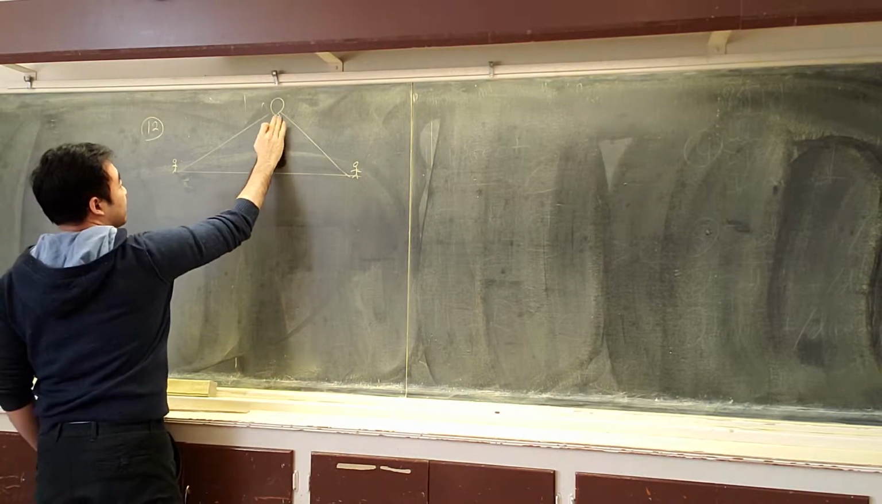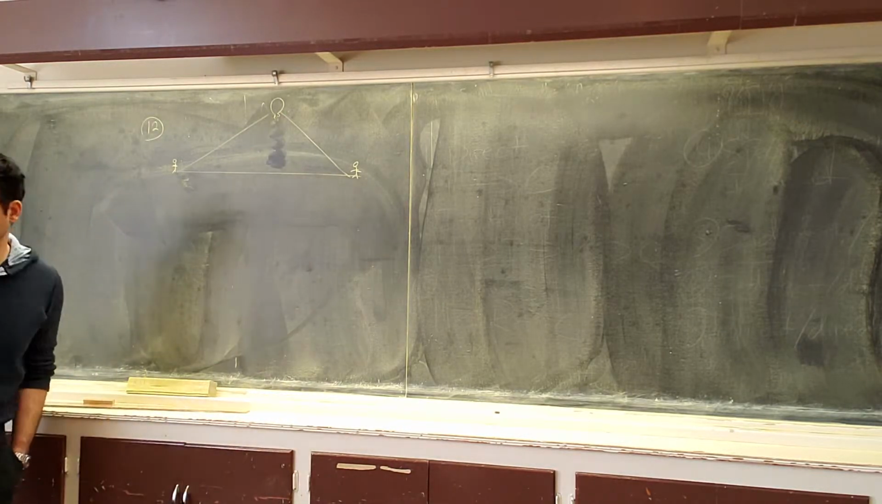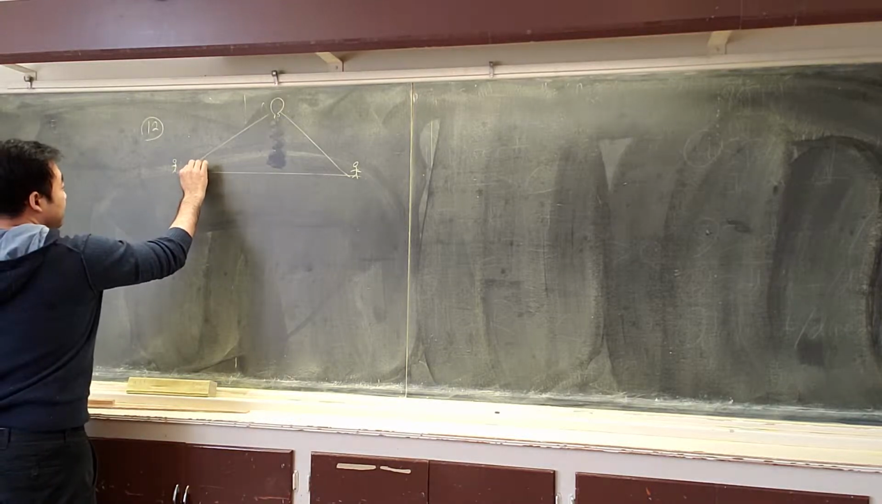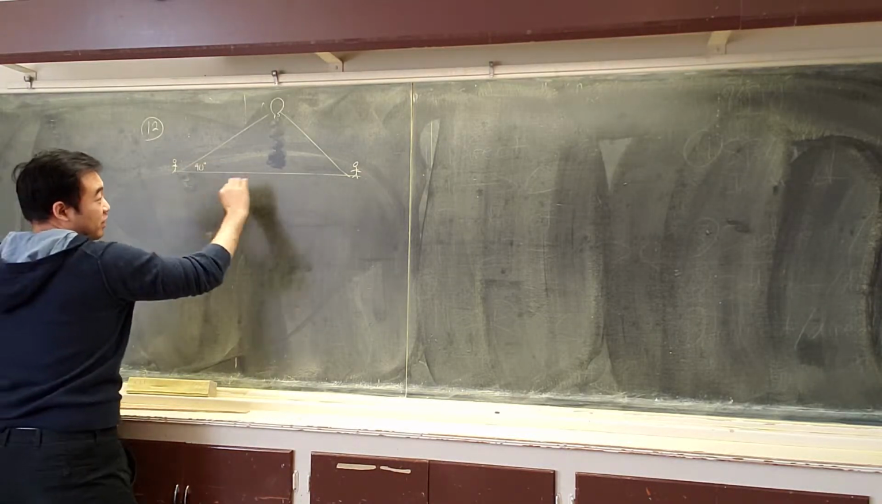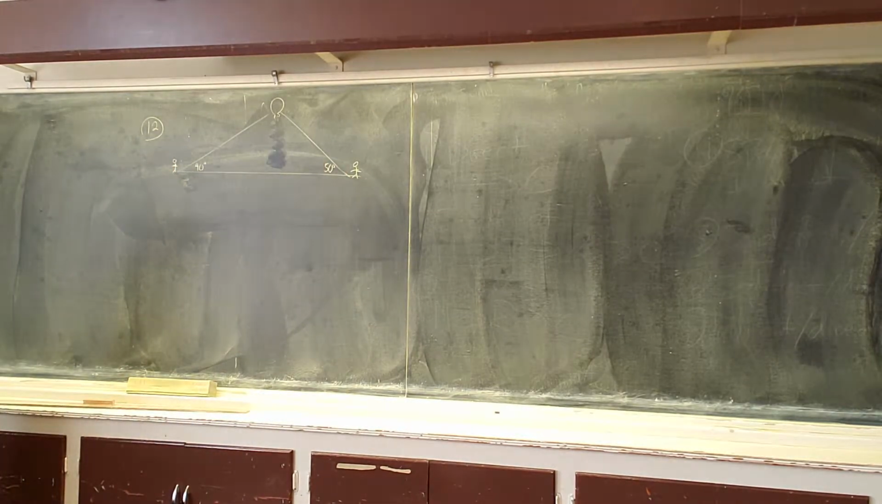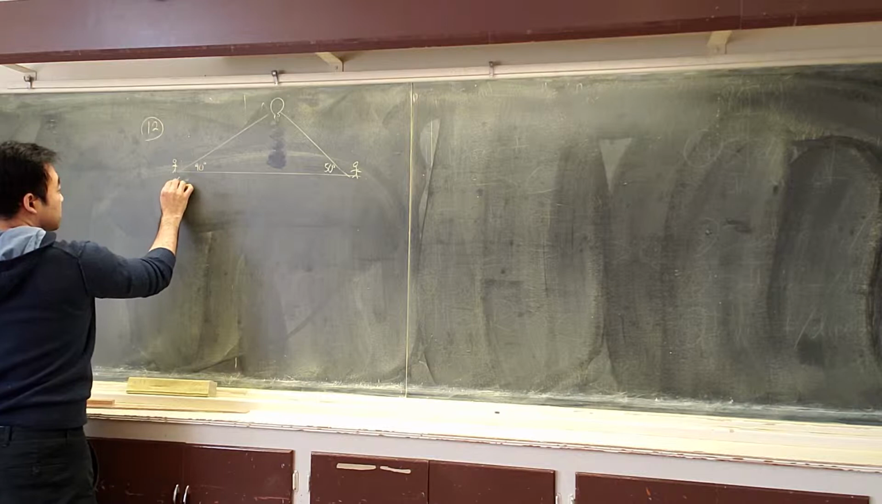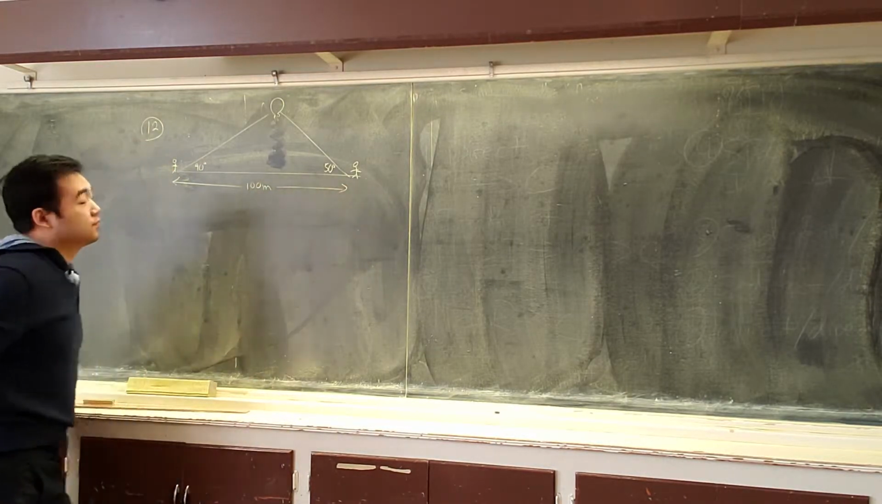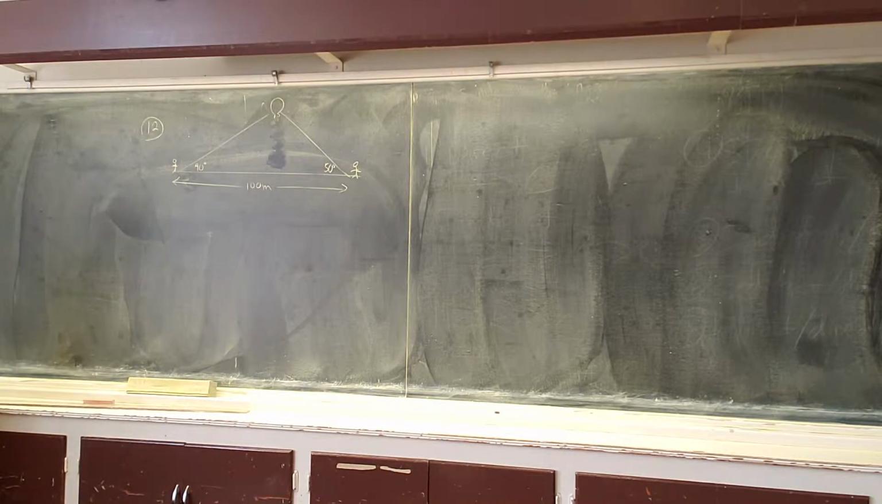Actually, I'm not even going to draw that. There we have it. Thing 1, thing 2, balloon in the middle, floating in the air. Angle of elevation from one side is 40, and angle of elevation from the other side is 50. The distance between the two is 100 meters. Okay, so this is a challenge question.